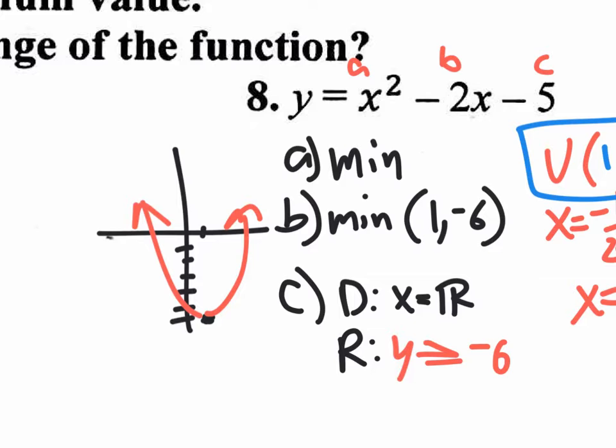Do you have a min or max? That's easy. Look at the a value. That'll tell you if it opens up or down. Then you could decide if it's a min or max from there. And then you could actually state the min or max value just by finding the vertex. And then after that, knowing the vertex, you'll have an idea of where your parabola is. And knowing the a value, whether it opens up or down, you'll know that it's above a certain value or below a certain value. So the range is y is greater than or equal to negative 6.